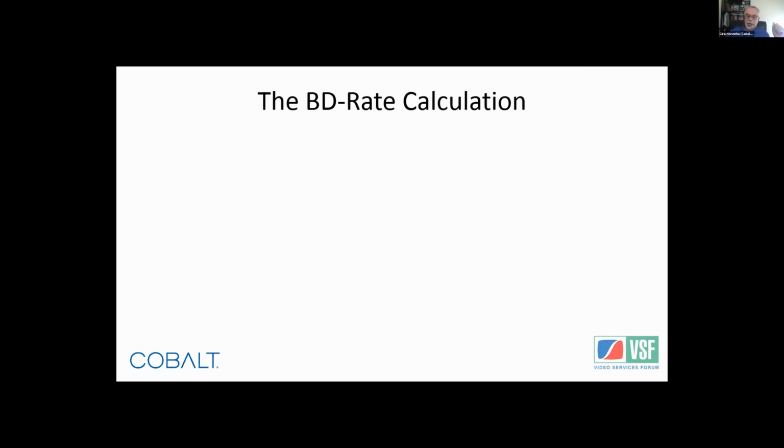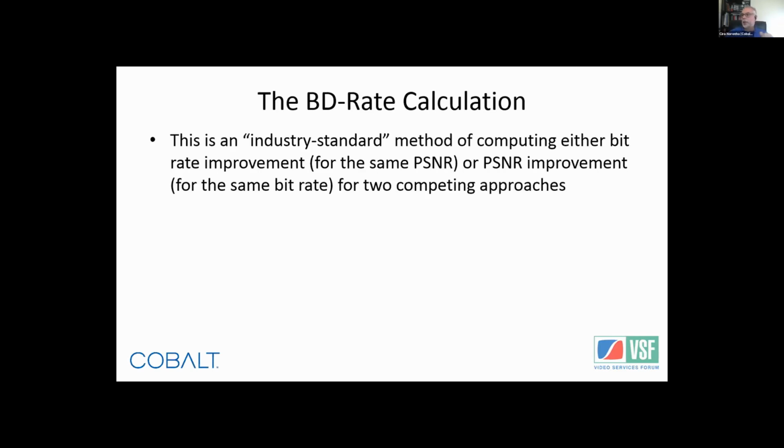Okay. And the other thing we did is BD rate. Last year we didn't use that. This year we're going to use the BD rate, which is essentially an industry standard for computing either bitrate improvement for the same PSNR or PSNR improvement for the same bitrate. This was proposed by Bjøntegaard in one of the standards committees, and that's what industry is using today.